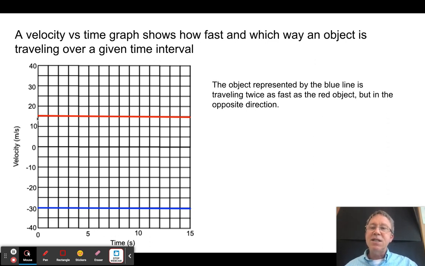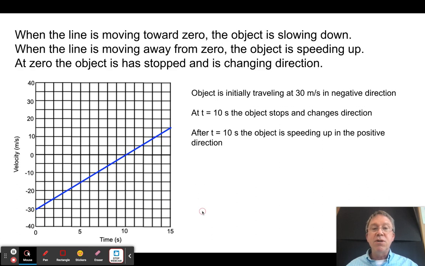So when I look here, I see this red line says this object was traveling at a constant speed of 15 meters per second in the positive direction the whole time. This object here was traveling at 30 meters per second in the negative direction the whole time. Now, this object is going half the speed of this one, or conversely, the blue one is going twice as fast. The magnitude is twice as much, but it's going in the negative direction. So it's worth noting that negative does not mean less. Negative is telling me the direction it's going.